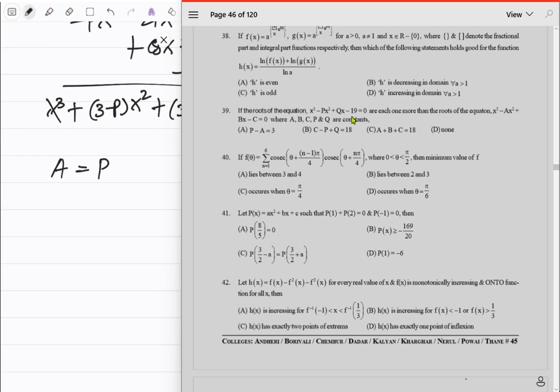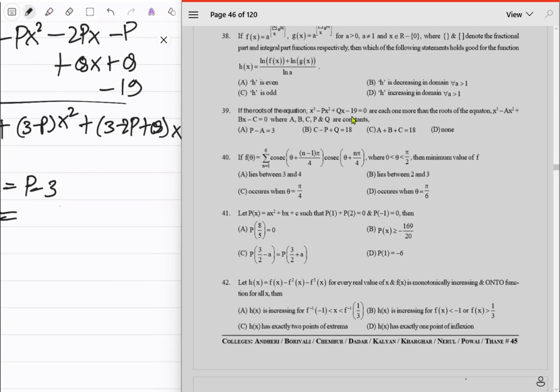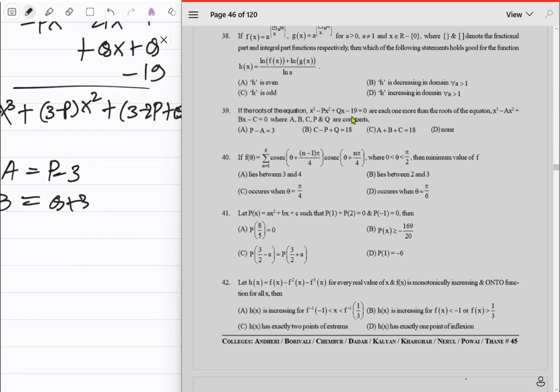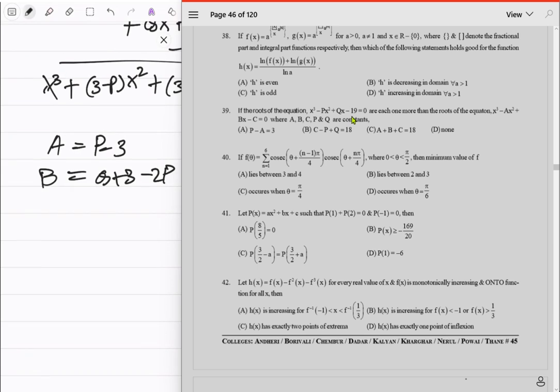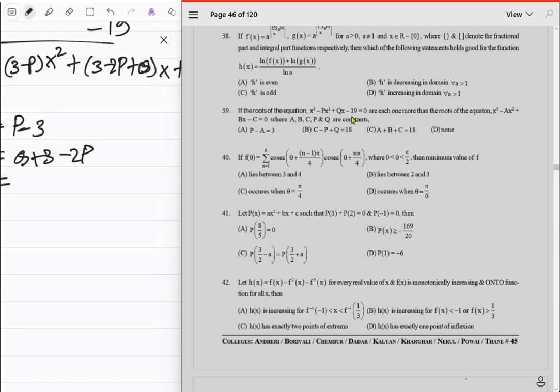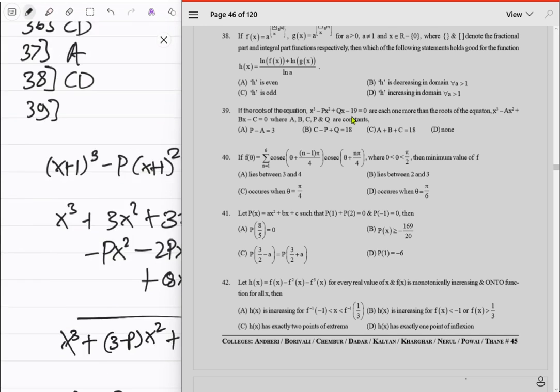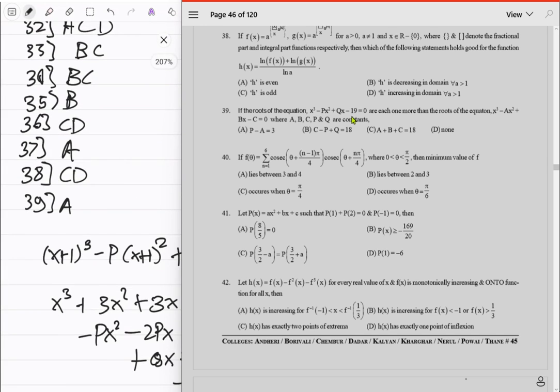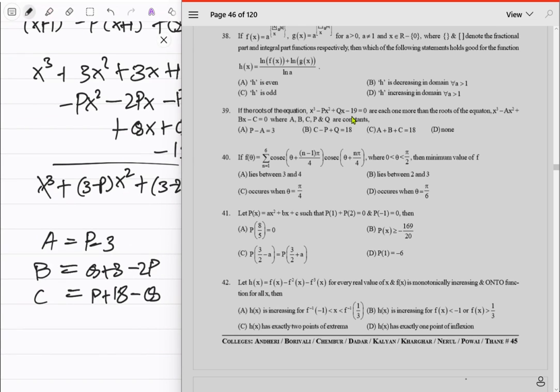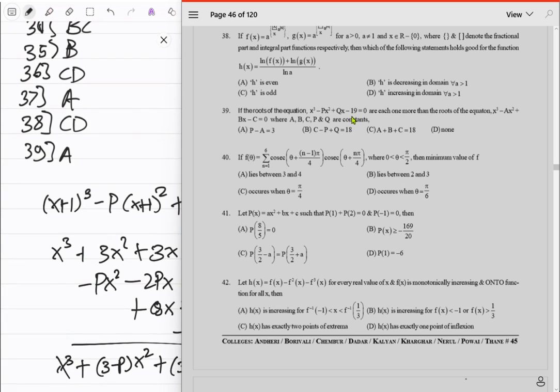So a is just equal to p minus 3 and b is equal to the coefficient, which is just this thing, q plus 3 minus 2p, and c क्या है? It's the negative of this thing, which is p plus 18 minus q. Yeah, that's the thing. Okay. हमें करना क्या? p minus a is equal to 3. Yeah, right. A is correct. और क्या है? c minus p plus q. That's just 18. So b is also correct.